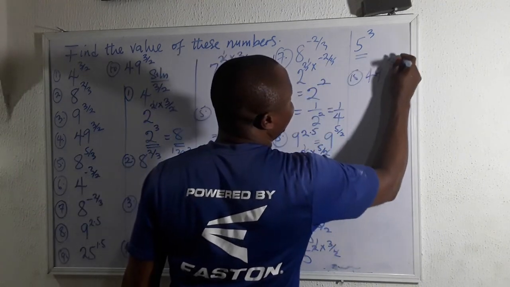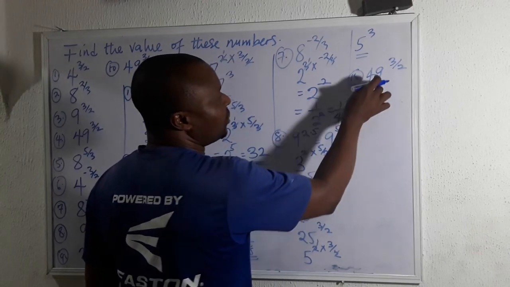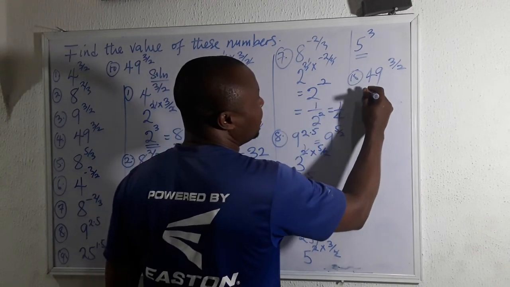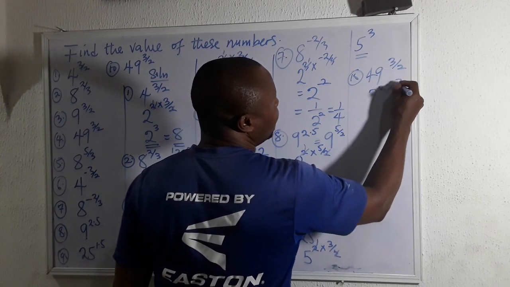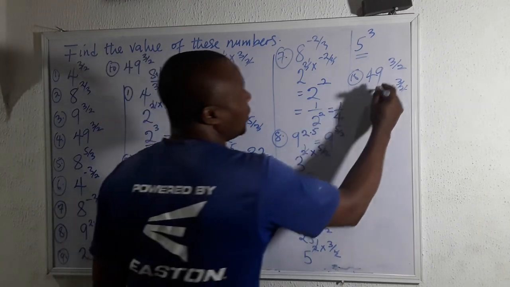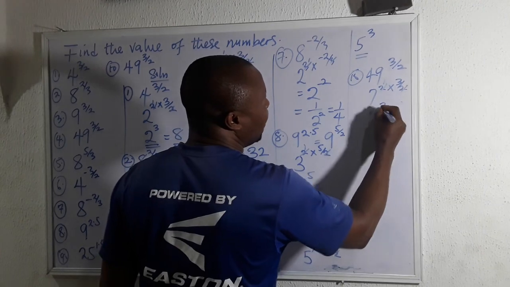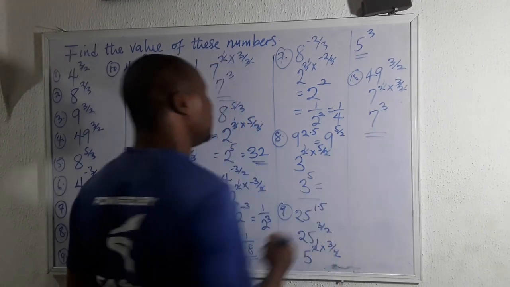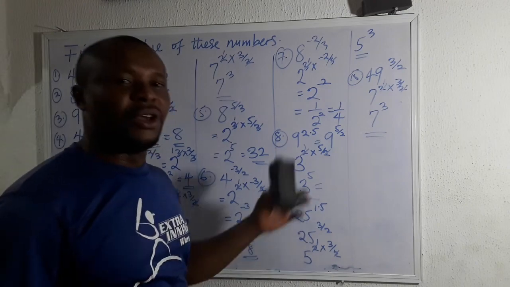So now again, the last one, that is number 10, is 49 raised to the power 3 over 2. And that will be, this 49 you can rewrite it as 7 raised to the power 2 times 3 over 2. So this 2 going into this 2 is 1. 1 times 3 is 3. So that will be 7 raised to the power 3. Of course, 7 raised to the power 3 is 7 times 7 times 7. You can put that value there.